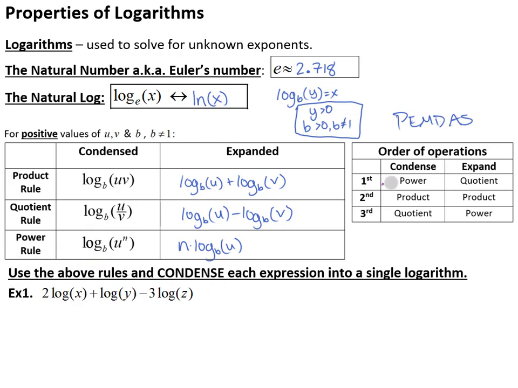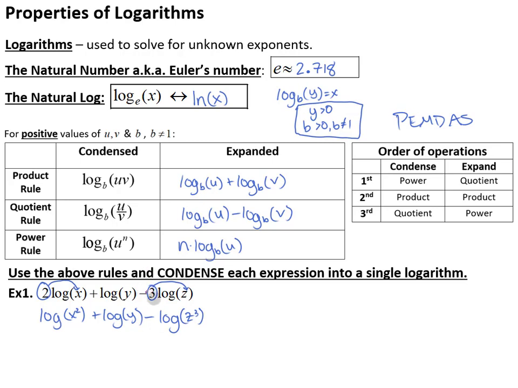To condense this down, the first thing I want to do is look to see if I can use the power rule to condense. So I want to go that direction if I can. So I want to look for, do I have any multipliers on the outside? And in fact, we do. We have a 2 and a 3. And what we can do using our power rules, bring those in as exponents. So we now have log of x squared plus log of y minus log of z to the third.